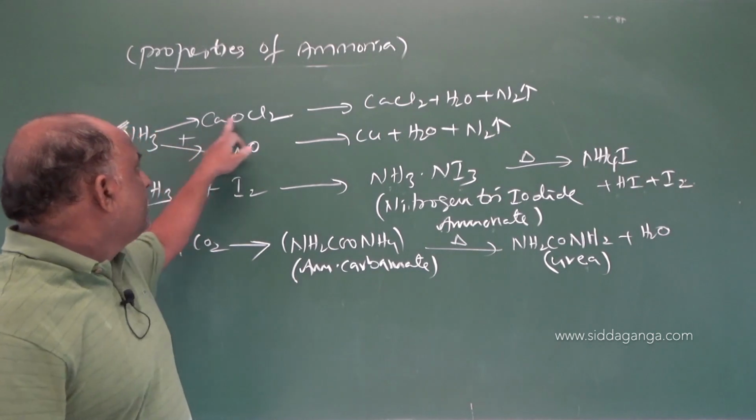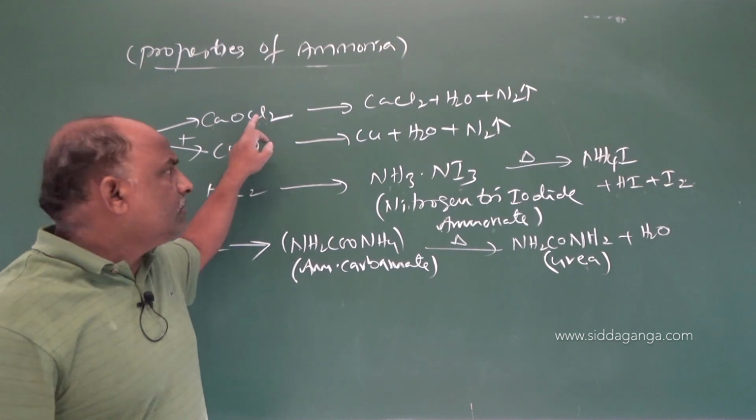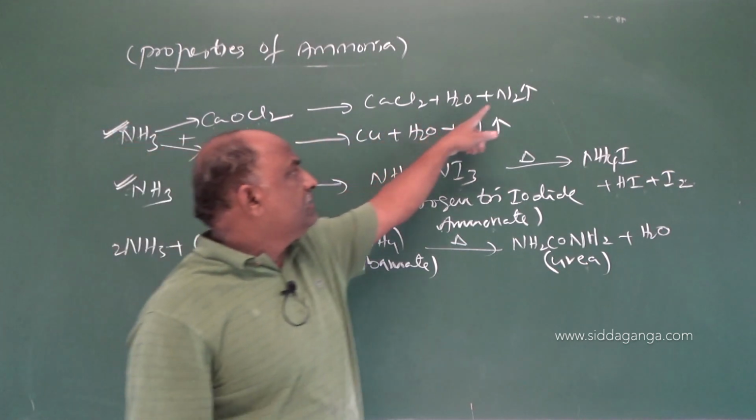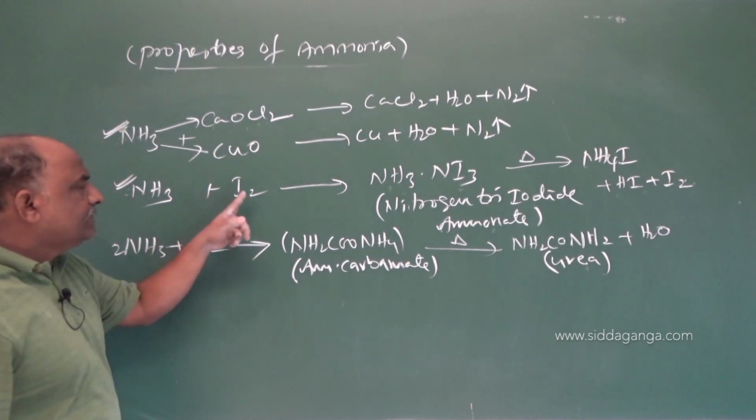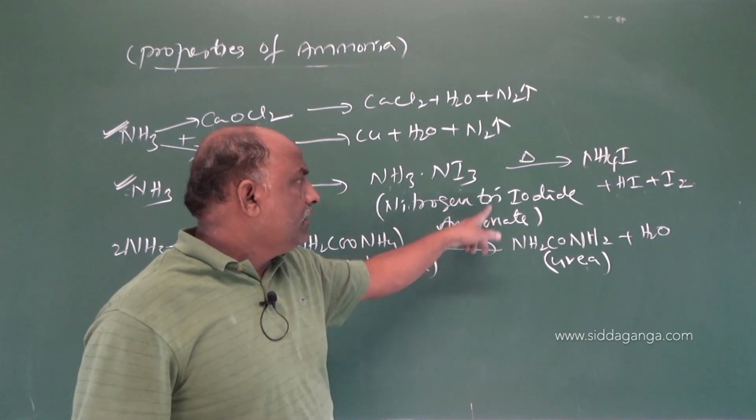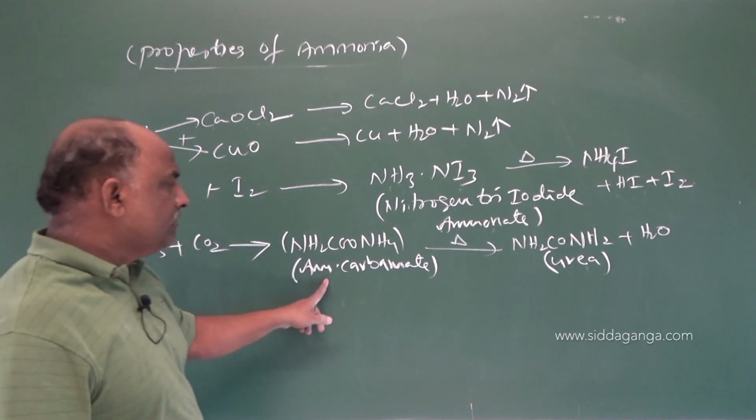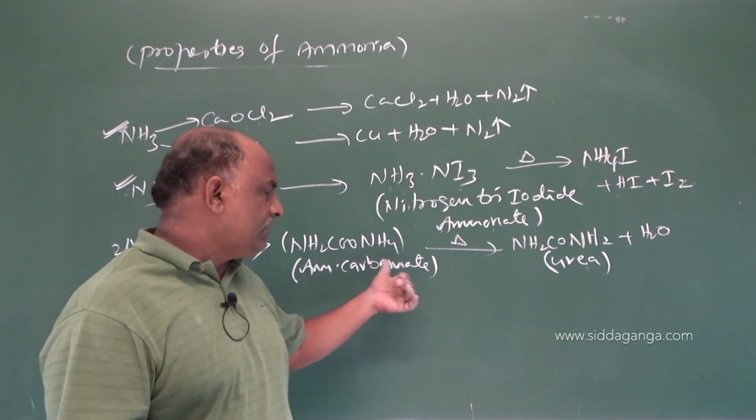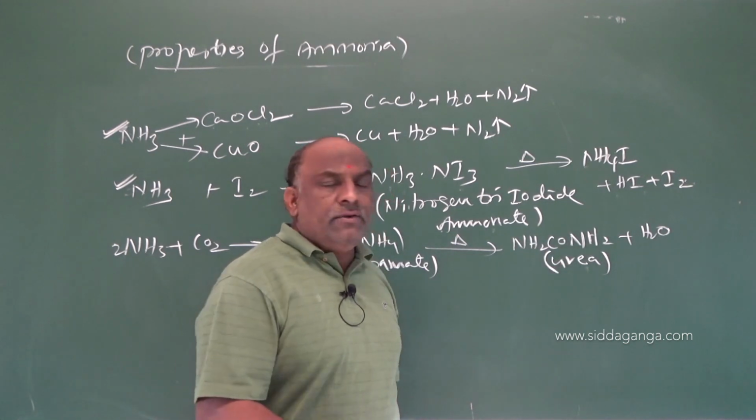Ammonia treated with bleaching powder, calcium chlorohypochlorite, the IUPAC name of bleaching powder: bleaching powder plus ammonia liberates which gas? Nitrogen gas. Copper(II) oxide also gives nitrogen gas, and ammonia reacts with iodine to give nitrogen triiodide ammonate. On heating, it gives ammonium iodide. Ammonia reacts with carbon dioxide to give ammonium carbamate. This reaction takes place at a temperature of 425 to 475 Kelvin. Then on heating this, we will get urea and water.